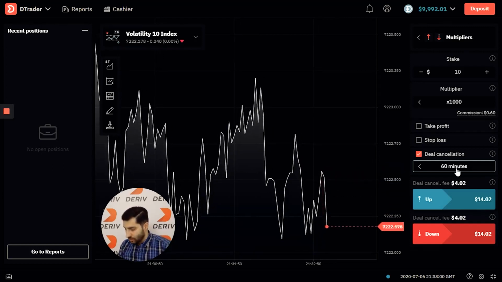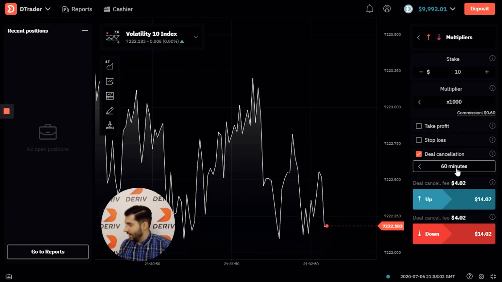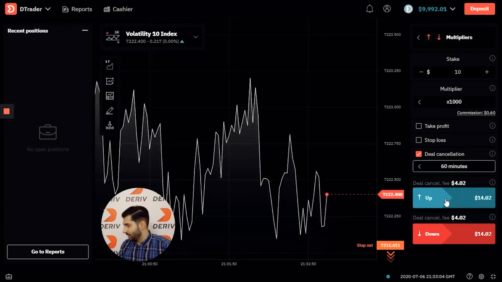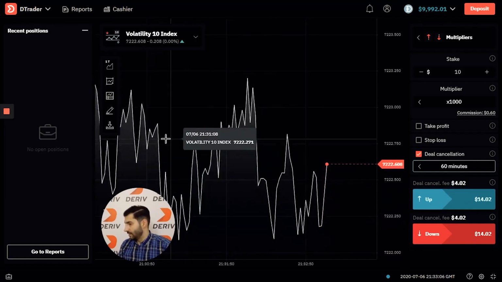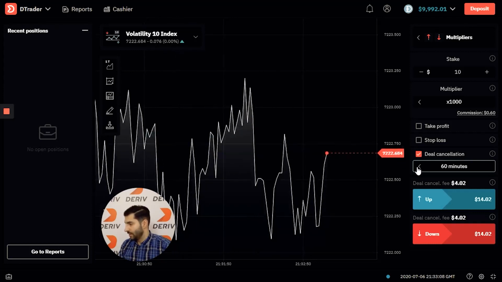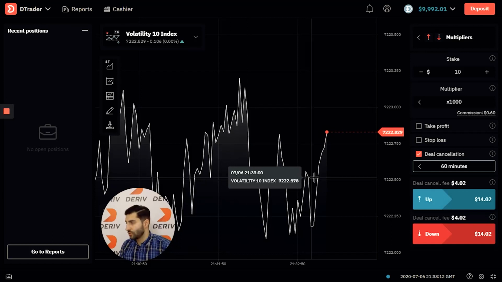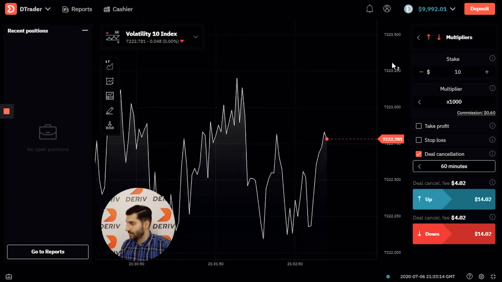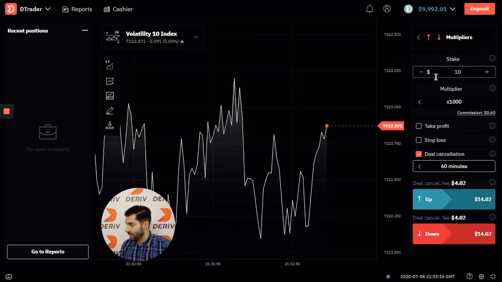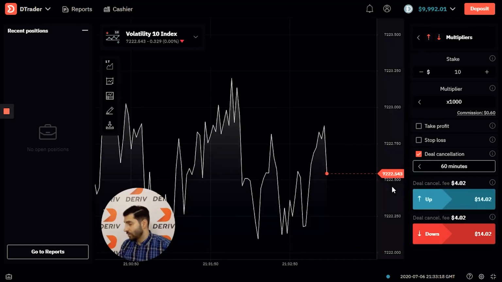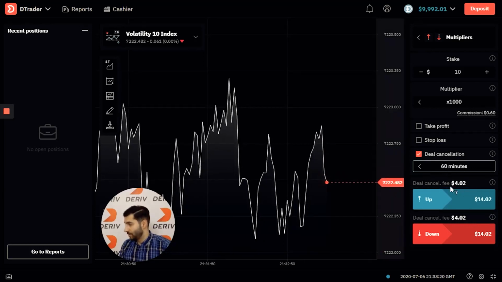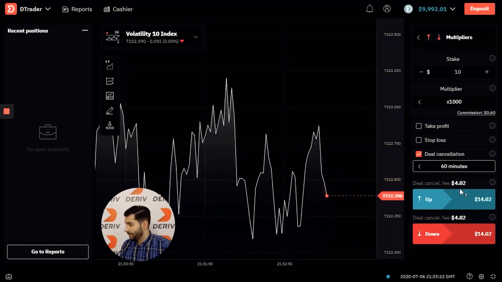One is deal cancellation. So deal cancellation basically allows you to, let's say I select an up contract here, and the market continuously moves against me. It allows me to, at any point during this duration, close the contract and receive my entire stake back. So I don't have to lose money there. However, in order to have this option available, I do have to pay a deal cancellation fee over here.